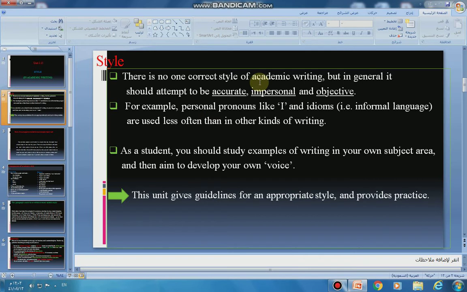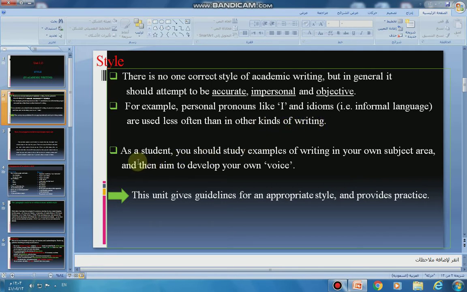Of course, we're going to talk about these details through the examples we are going to give later on, but generally, one of the common features of academic style is that personal pronouns like I and we, or idiomatic expressions, are used less often than in other kinds of writing. And by idiomatic expressions, we mean informal language that's used in spoken language rather than in written language.